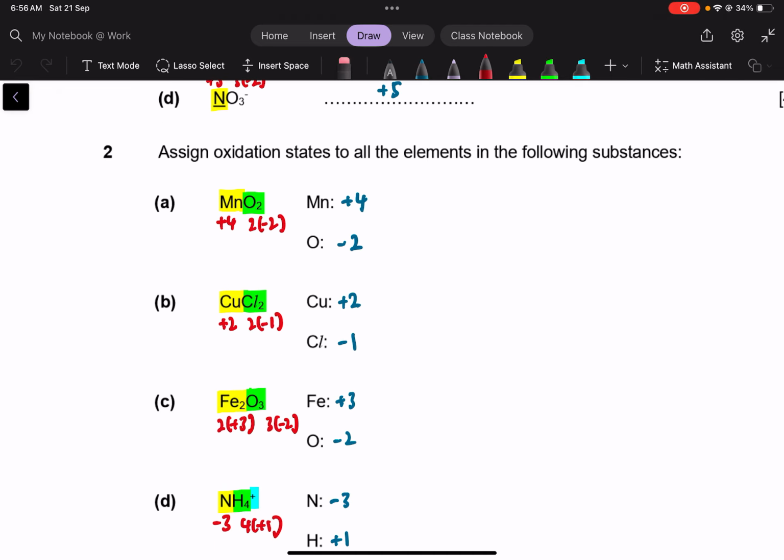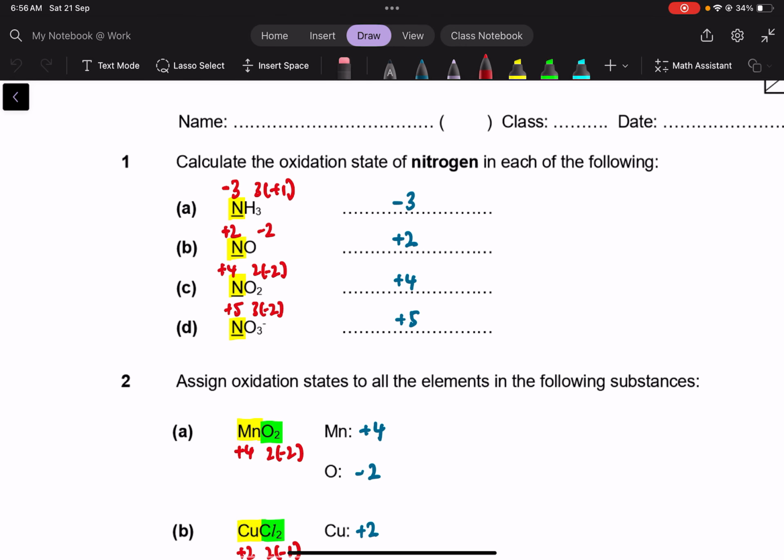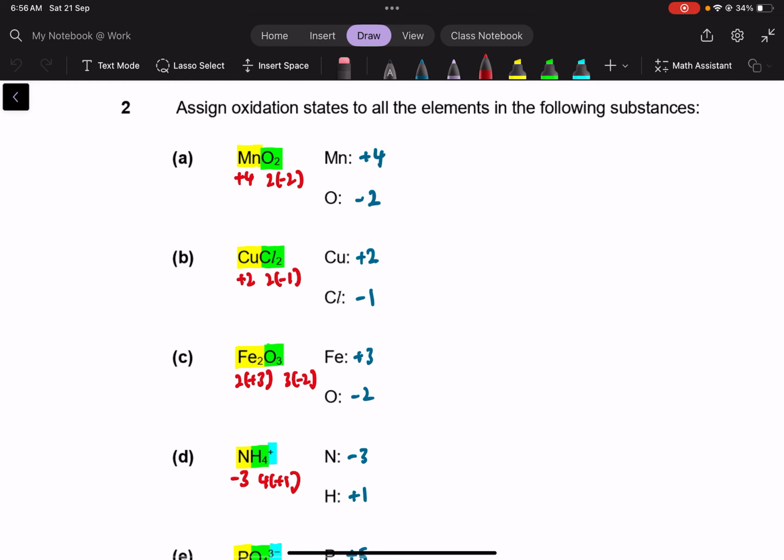Okay, so for 2A, B, C, D, E, F, I think based on the logic, you should be able to deduce all the oxidation states. So please check your answer accordingly.